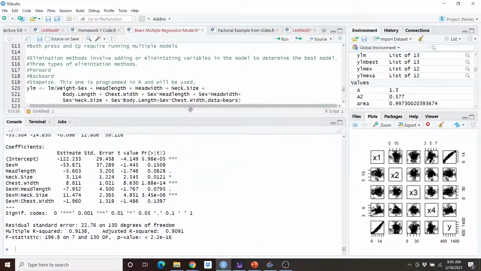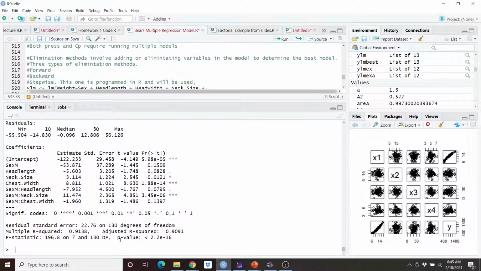Well, if we take a look, we see first we have a significant p-value for our F statistic. That means we have model predictability. We have an adjusted R-squared of 0.9091. And notice, in this model, each of these looks to be significant at an alpha of 0.05, except for sex by chest width. But this needs to be included because this is the best model chosen.